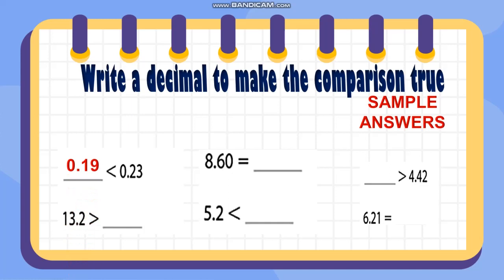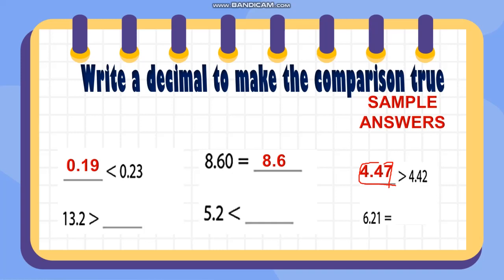Next, 8.60 is equal to blank. So it means 8.6 or the same as 8.60. Next, any number that is greater than 4.42. So any number that is greater than 4.42, the sample answer is 4.47. 4.47 is greater than 4.42.